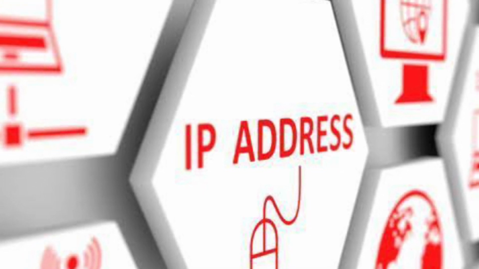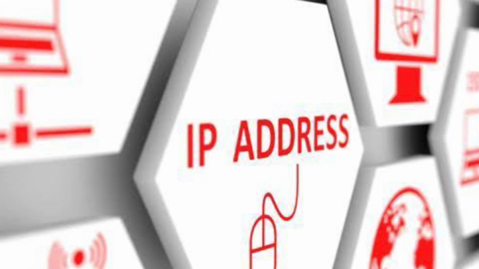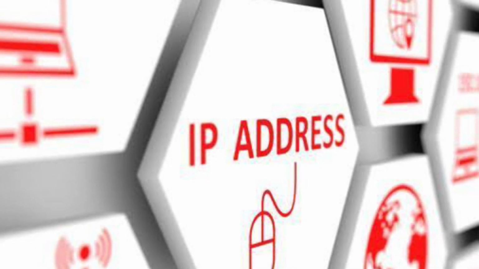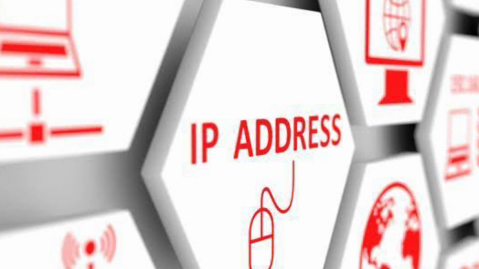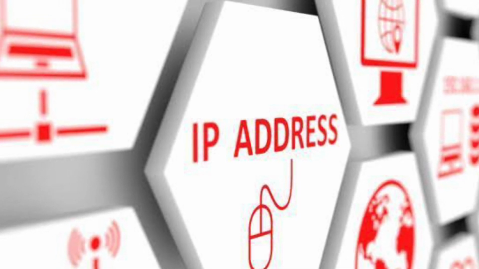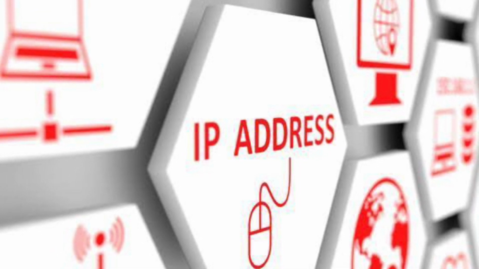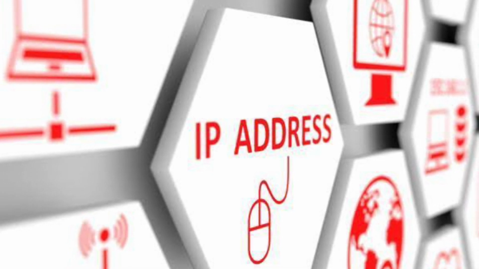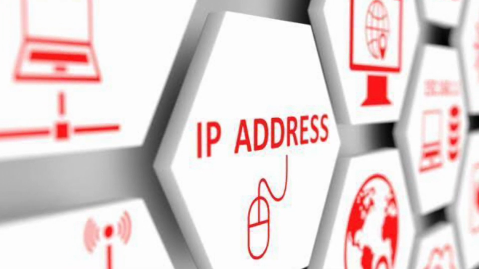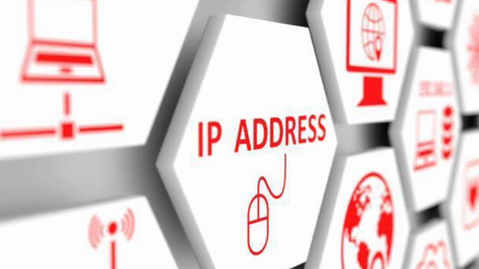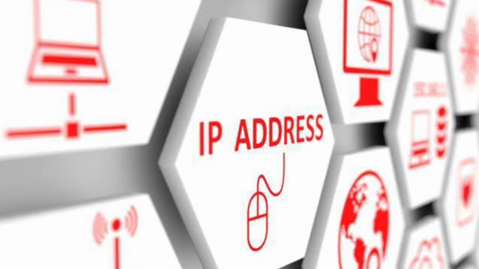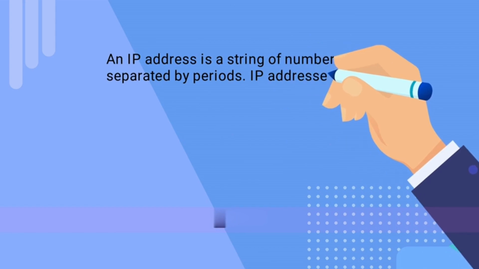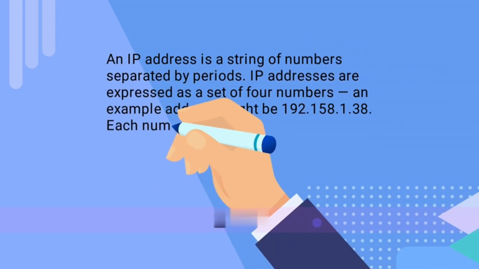They contain local information and make devices accessible for communication. The internet needs a way to differentiate between different computers, routers, and websites. IP addresses provide a way of doing so and form an essential part of how the internet works. An IP address is a string of numbers separated by periods.